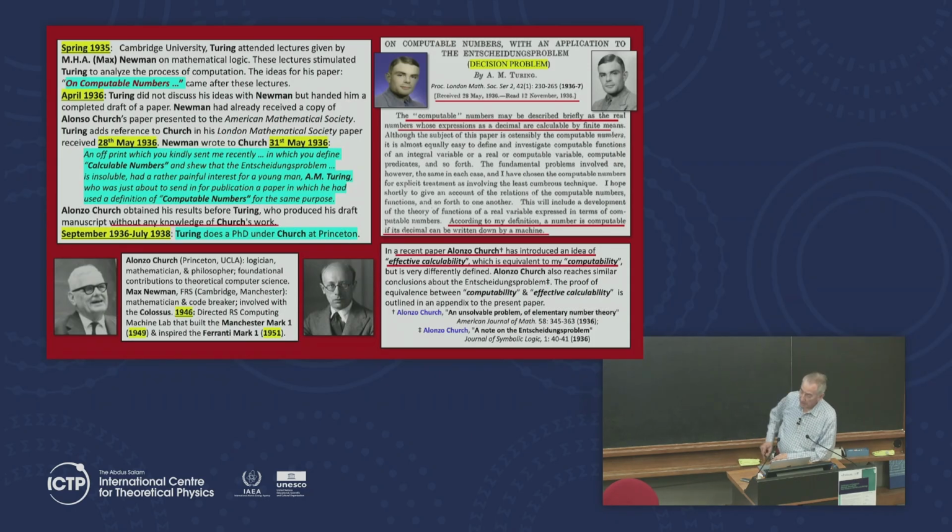There's a beautiful comment I've highlighted in blue there, where Alonzo Church had sent a paper to Newman in the same field, and Newman had just received the paper from Turing. He says here, an off-print which you kindly sent me recently, in which you define calculable numbers and show that the decision problem is insoluble, had a rather painful effect on a young man, Alan Turing, who was just about to send in a paper for publication in which he had defined computable numbers for the same purpose. And if you see here at the bottom, I've highlighted that Turing shows that they are equivalent and adds that to his paper.